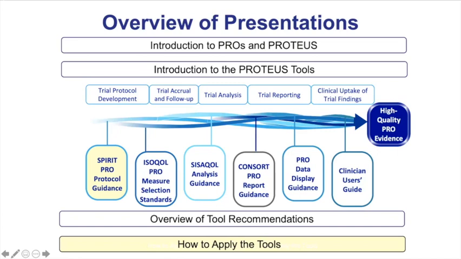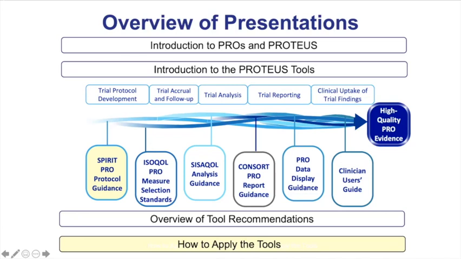So starting with the trial protocol, we need to optimise its content with respect to PROs. We also need to select the appropriate PRO measure or questionnaire, and then we need to conduct statistical analyses that are appropriate for the trial's PRO-specific objectives. Then we need to report and display the trial results clearly and appropriately. And finally, we need to communicate these results for use in clinical practice.